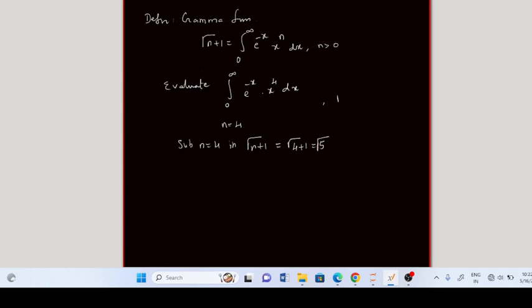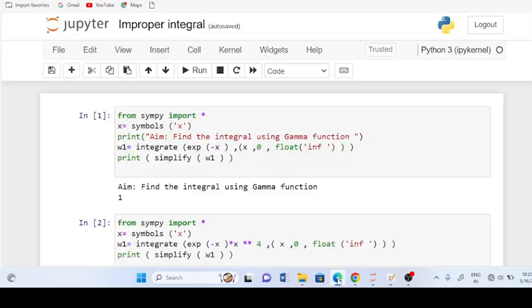So here gamma n plus 1 can be written as n factorial. So gamma 5 can be written as 4 factorial. 4 factorial is nothing but 4 into 3 into 2 into 1. We get the answer 24. The same thing, using the Python program, we find the answer.